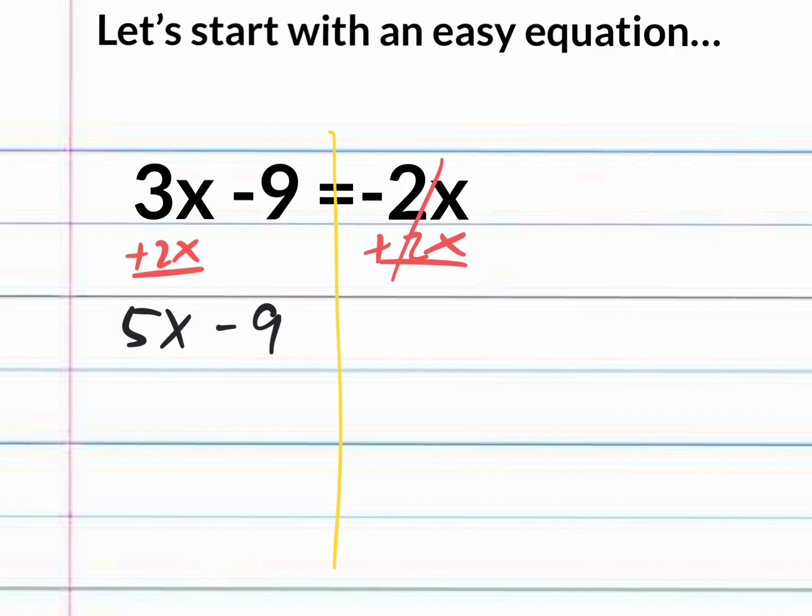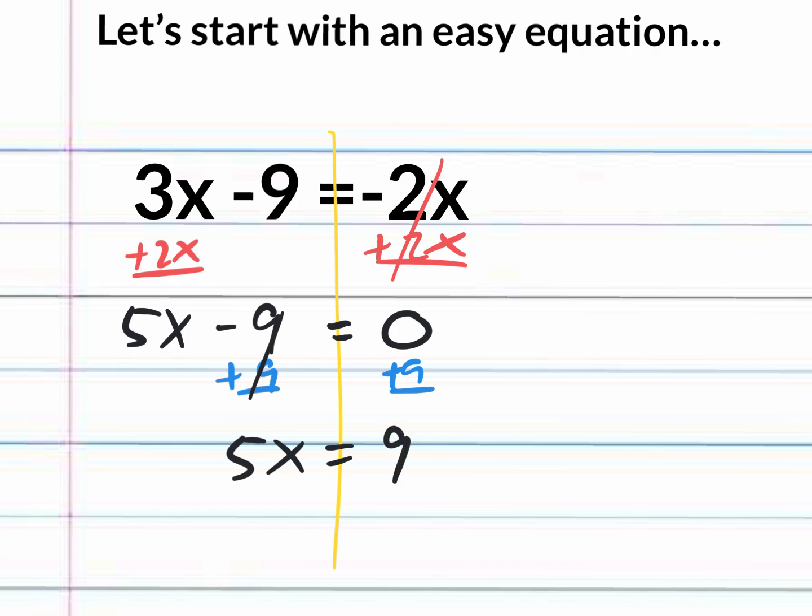But the reality is, if you did move that negative 2x to the left by doing the opposite, if you got rid of it, then what's left on this side? Absolutely nothing. So you must continue with the number 0 right there. And then you would get the 5x by itself. You would get rid of that minus 9 by doing the opposite, plus 9, plus 9. Then you'd end up with 5x equaling 9.